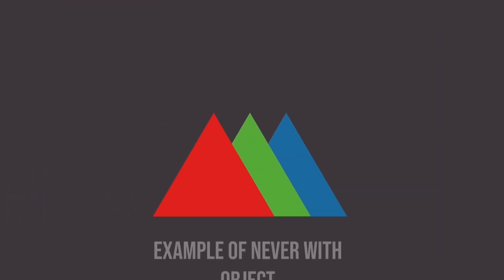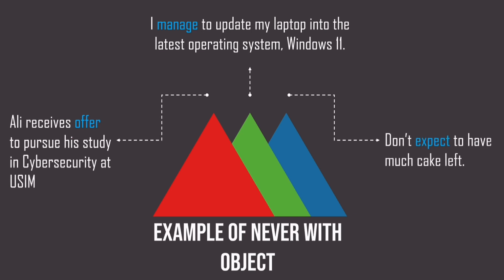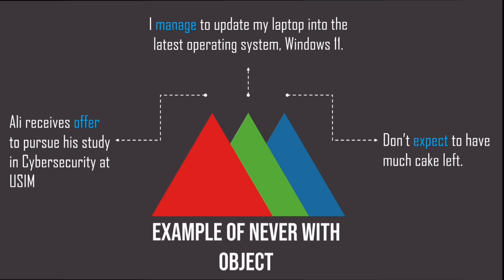An example of a verb that is never used with an object, like we can see in the first one: I managed to update my laptop into the latest operating system, Windows 11. There's no object between the word manage and to.